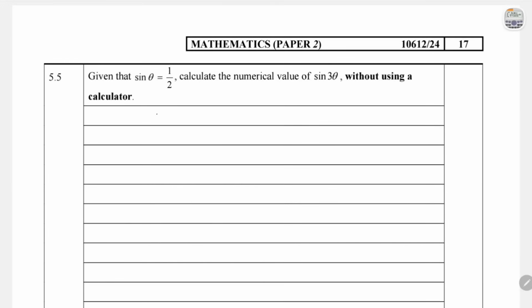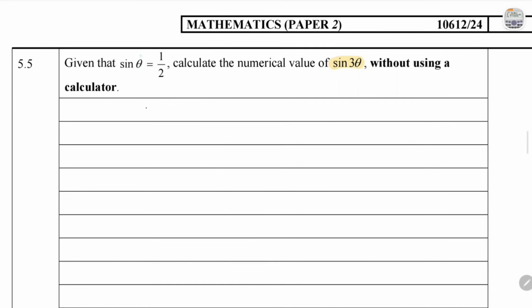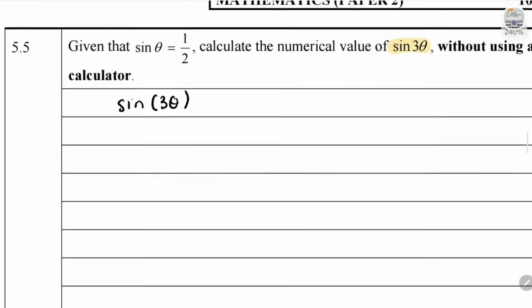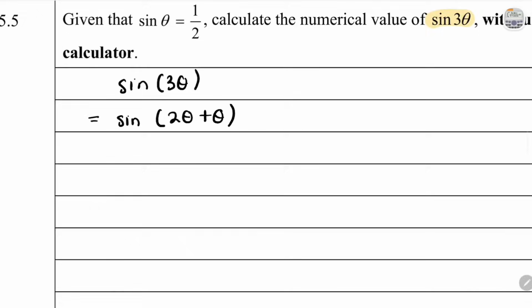Question 5.5 says, given that sine theta equals 1 over 2, calculate the numerical value of sine 3 theta without using a calculator. Okay, so they've given us the value of sine theta. So why don't we express sine 3 theta in terms of theta? We try to separate the theta from sine 3 theta. And we can do that by expanding it like this. We can expand this to sine of 2 theta plus theta. And they add up to 3 theta.